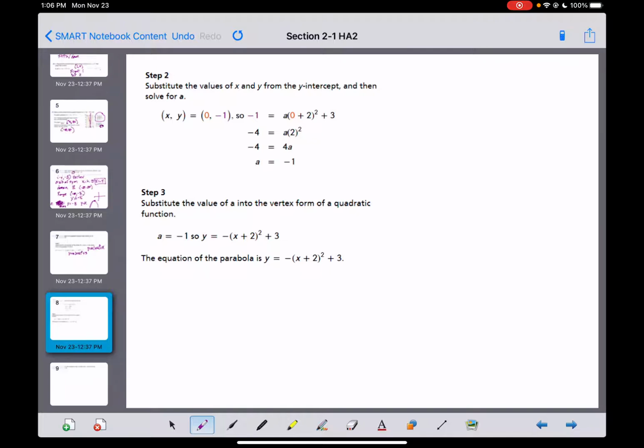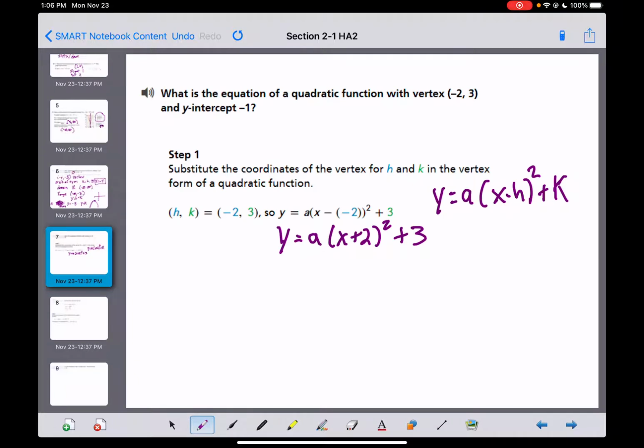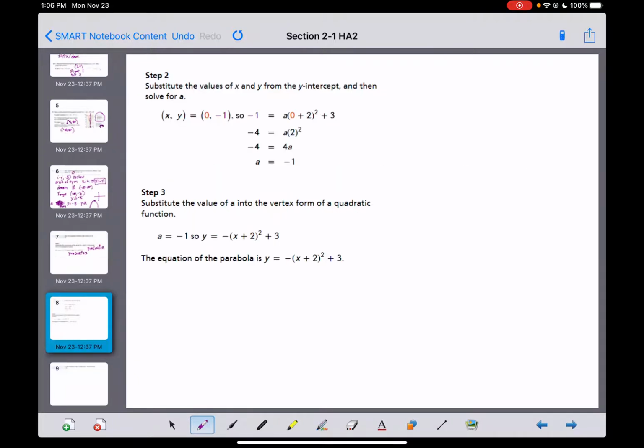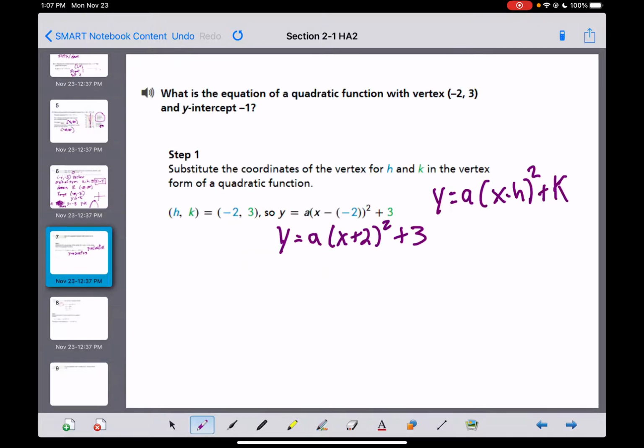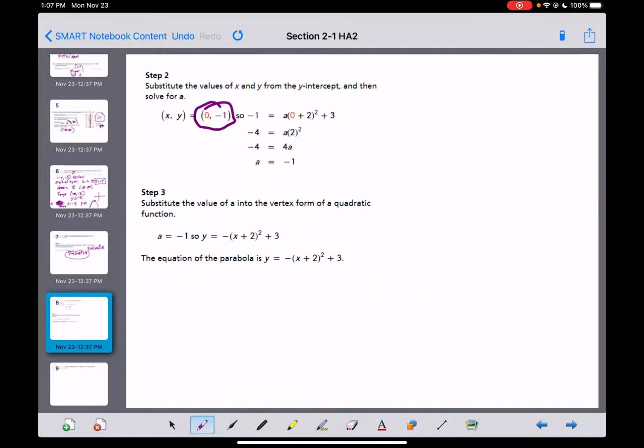They tell us that the y-intercept is -1. So we know what that y-intercept is. We know that y-intercept is -1. So that gives us the point 0, -1. So I can substitute into the equation that I had just written back here, the y value and the x value. My y value is -1. So -1 is equal to a, because that's what I have to find, times 0 plus 2 squared plus 3, and then we solve. So you find out then that your a is equal to -1.